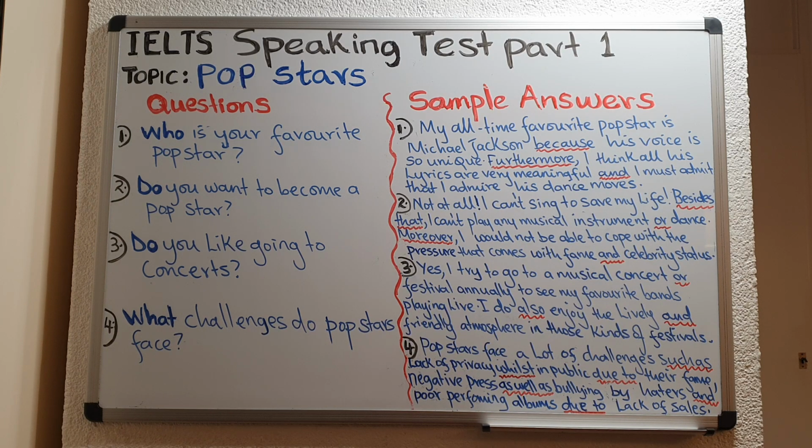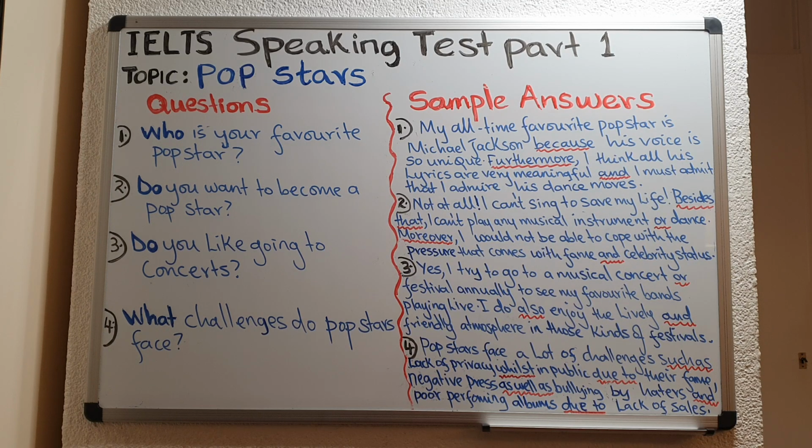So I have joined all those ideas together using linking words, which I have underlined for you. As you can see, we have, first of all, to introduce all the challenges that I'm going to give, I use the connector such as. Pop stars face a lot of challenges such as. You can also use for example. Pop stars face a lot of challenges, for example, and then you start giving the challenges.